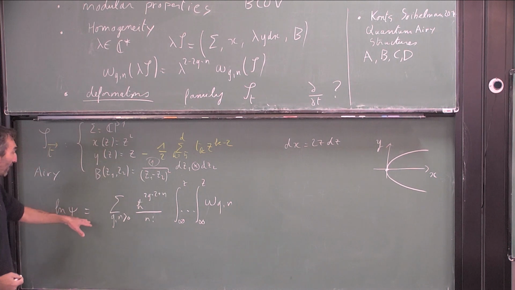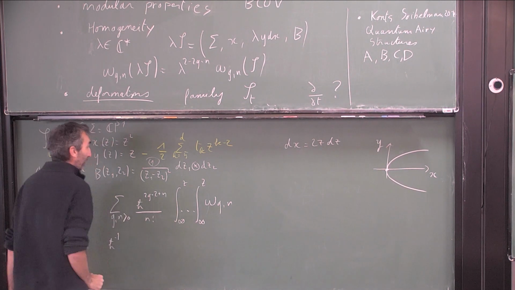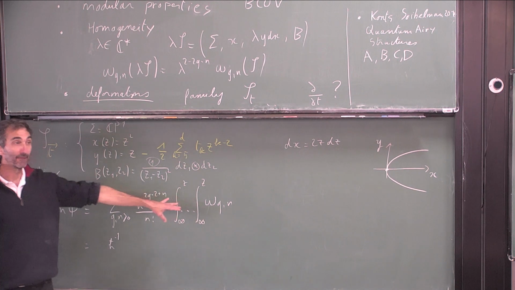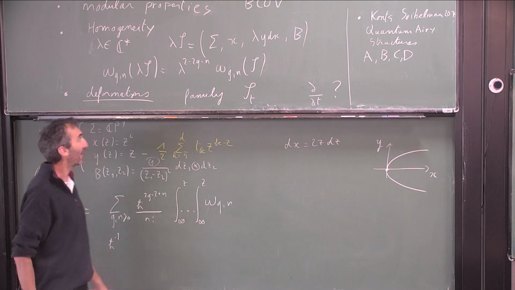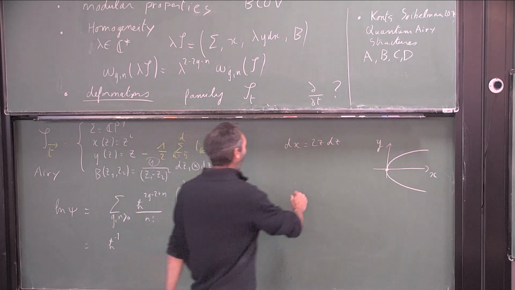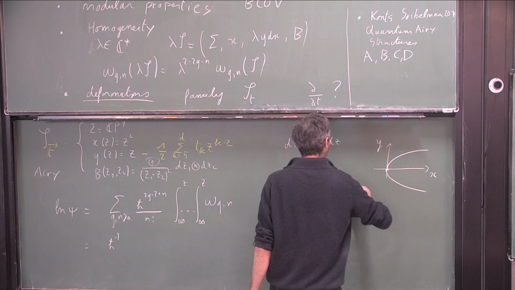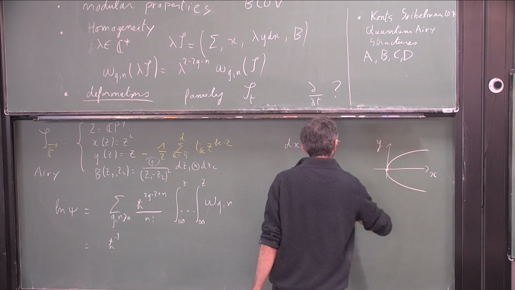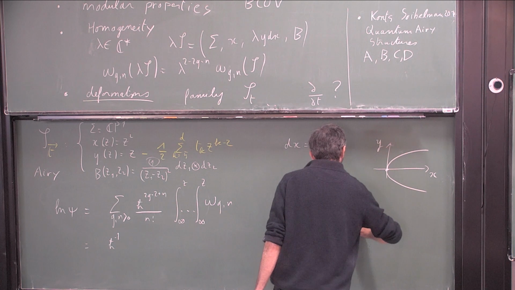Let me write the first few terms. You have h bar to the power minus 1 times the integral of omega 0,1. In fact, omega 0,1 cannot be integrated to infinity, but omega 0,1 is y dx. It's very simple. In this example, y dx was z times 2z dz, so it's 2z squared dz, which is the differential of 2/3 of z cubed.